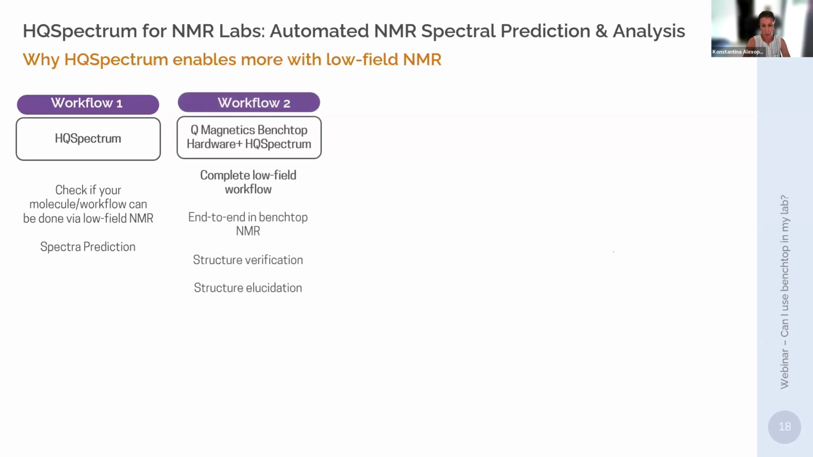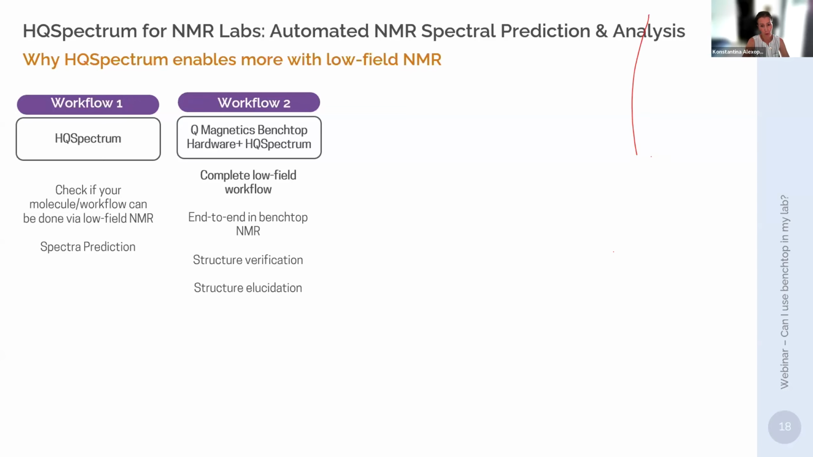In the second workflow, we combine our tool with the hardware, in our case, the QMagnetics benchtop device. And in this case, users can perform the structure verification directly on the low field benchtop instrument. So HQS Spectrum can help you to overcome the lower resolution of the benchtop NMR device by matching the predicted spectra with the experimental results.